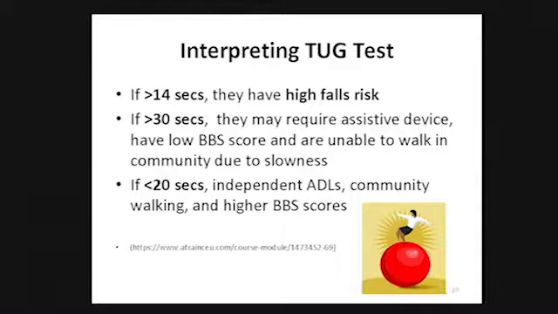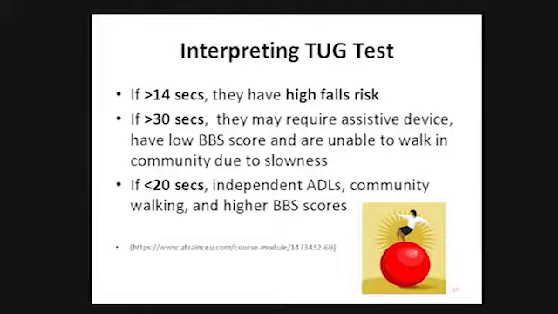If it took them more than 30 seconds, they'll include that they might need an assistive device. They have a high correlation with low Burke Balance Scale scores, which we'll see. And we don't think they should be walking in the community because they're too slow. And they went on to say they could do it in less than 20 seconds.